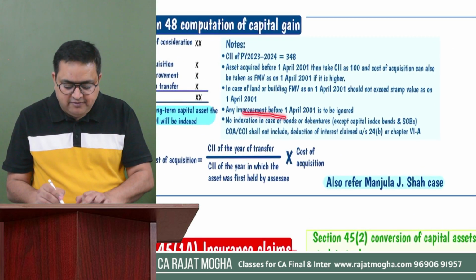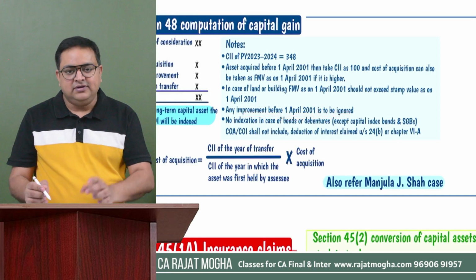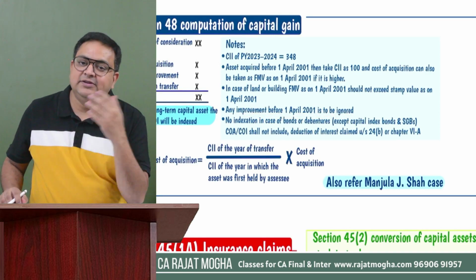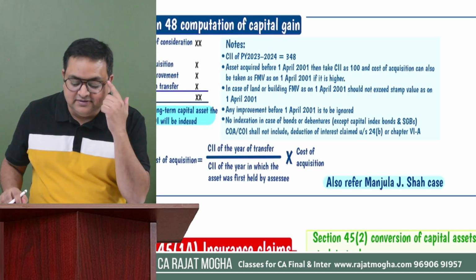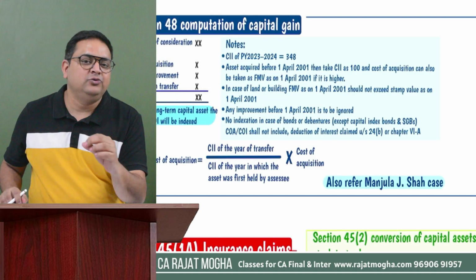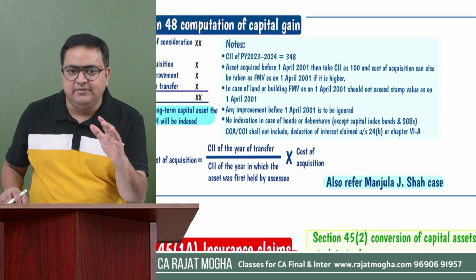And any improvement before 1/4/2001 is to be ignored. So this is again important. If the assessee or even the previous owner has incurred any expenses related to improvement before 1st April 2001, always ignore that improvement cost, right?